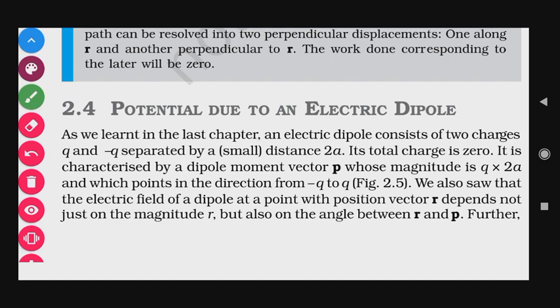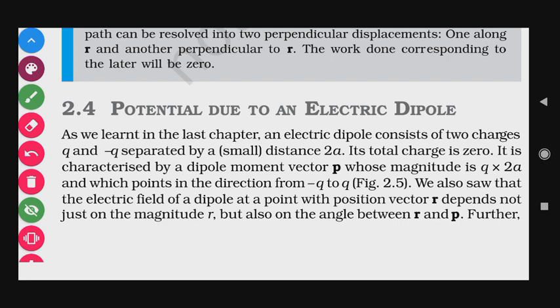Electric dipole. This is the fourth lecture of the fourth video of the second chapter, electrostatic potential and capacitance. In this video I'll explain what the potential due to an electric dipole is. A dipole, as you know from the last chapter, is two point charges, equal and opposite, separated by some finite distance. Okay, this is a dipole. Now we'll study the potential due to this dipole at a general point.